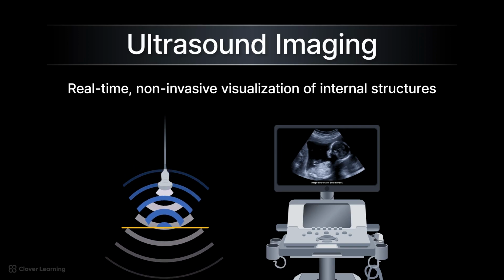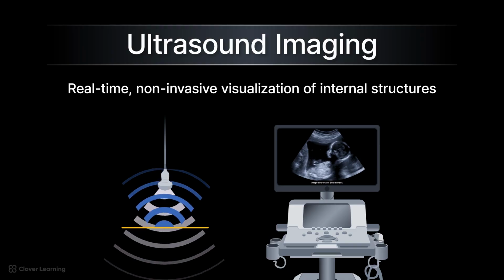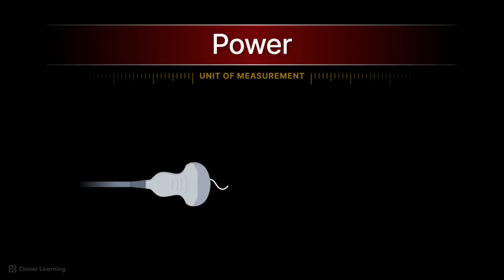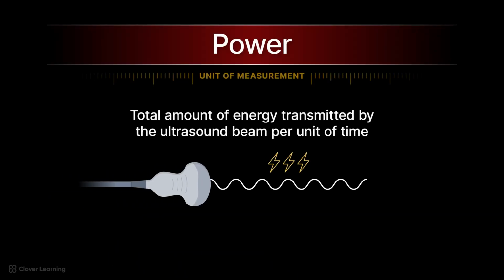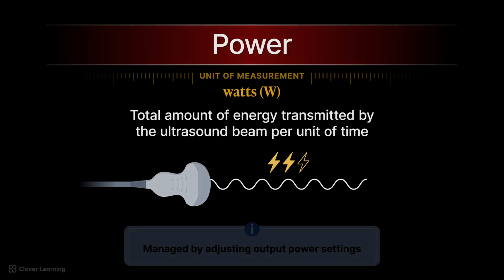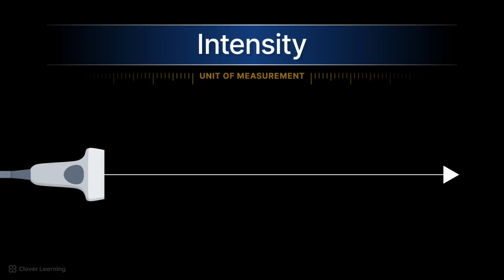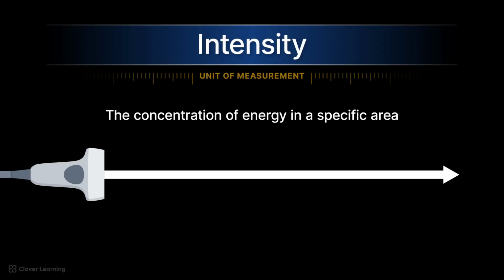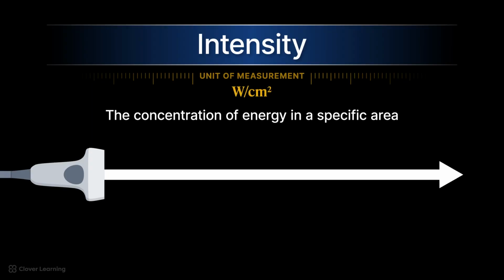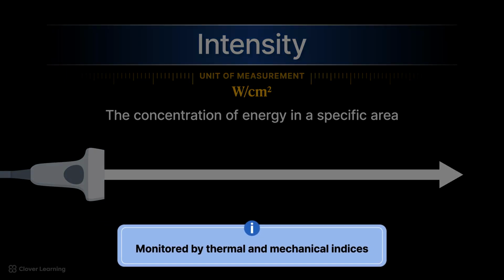To discuss these various safety considerations, we should revisit the factors of power, intensity, and pressure. Power refers to the total amount of energy transmitted by the ultrasound beam per unit of time, measured in watts. Power is managed by adjusting output power settings on the machine to follow the ALARA principle. Intensity is the concentration of that energy in a specific area, measured in watts per square centimeter. Intensity is monitored by the thermal and mechanical indices on the ultrasound display.